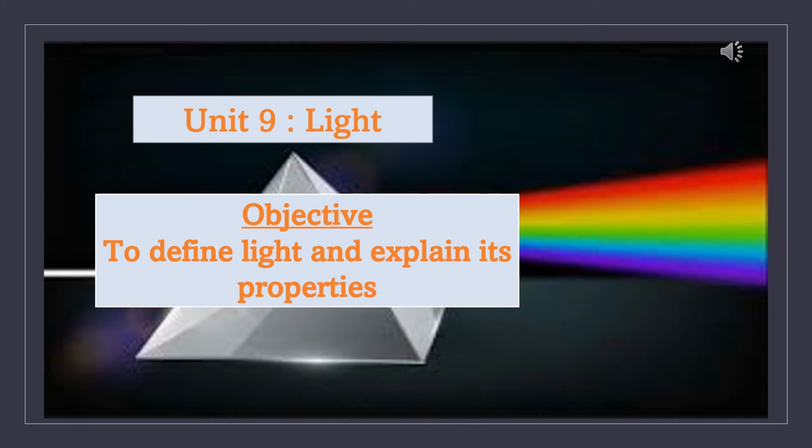And today we will answer these questions and choose the correct answers from Unit number 9, that is Light. And let's have a look at the objectives. The objectives are to define light and explain its properties. Dear students, today our work is to answer these questions. So let's start today's work with question number 1, that is, from where do we get light?